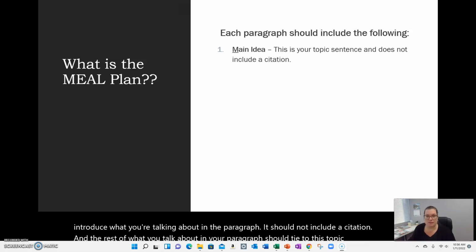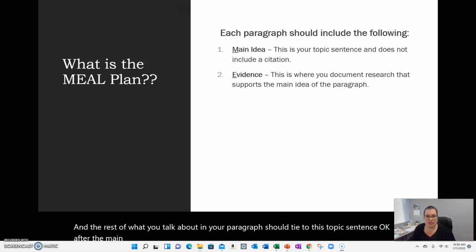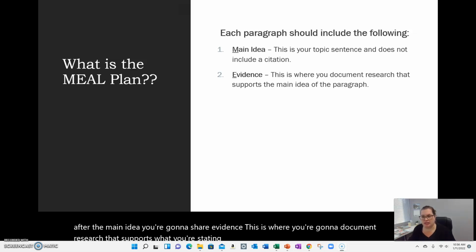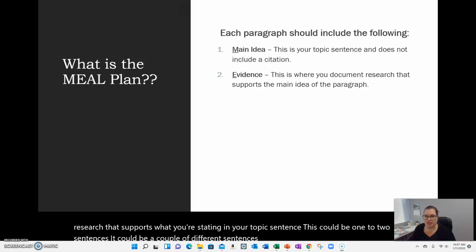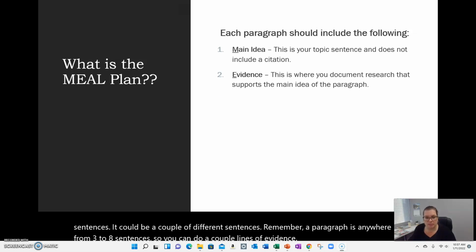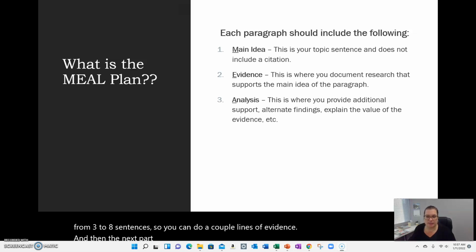Okay? After the main idea, you're going to share evidence. This is where you're going to document research that supports what you're stating in your topic sentence. This could be 1 to 2 sentences. It could be a couple of different sentences. Remember, a paragraph is anywhere from 3 to 8 sentences, so you can do a couple lines of evidence. And then the next part is the analysis. This is where you provide additional support, alternate findings, explain the value, how it ties to your study.